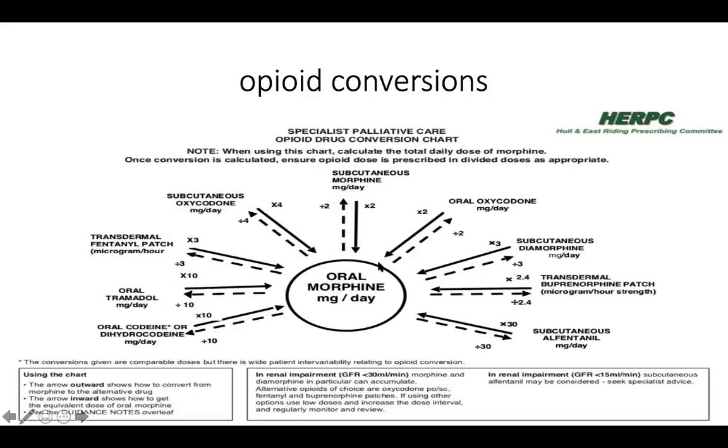In terms of converting morphine to oxycodone, as you can see, oxycodone is twice as potent as morphine. So if you want to convert from morphine to oxycodone, divide by 2. And so on. If you follow these rules, you will find no problem with the calculations.